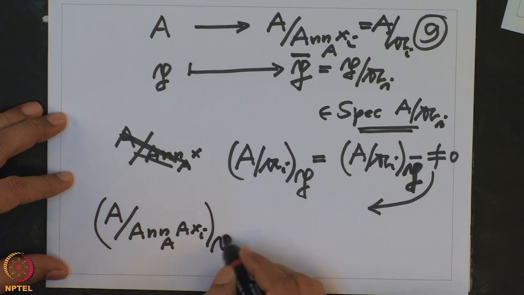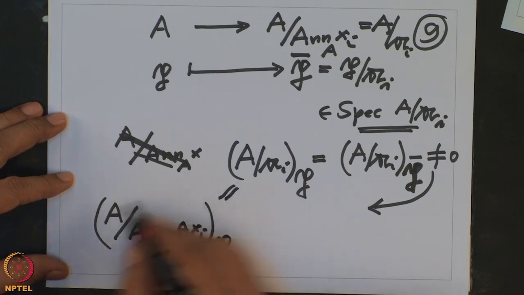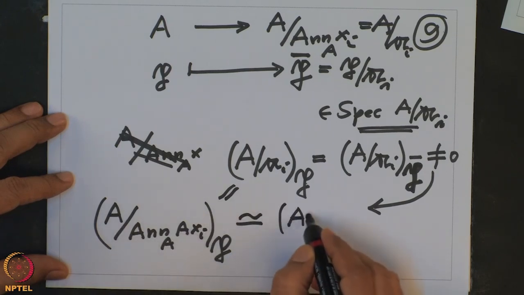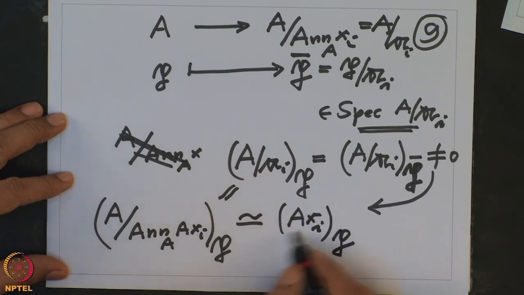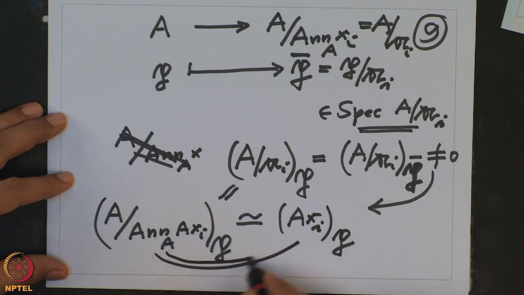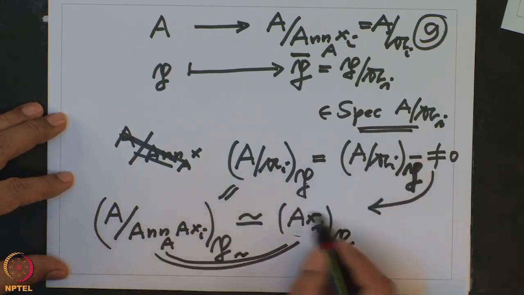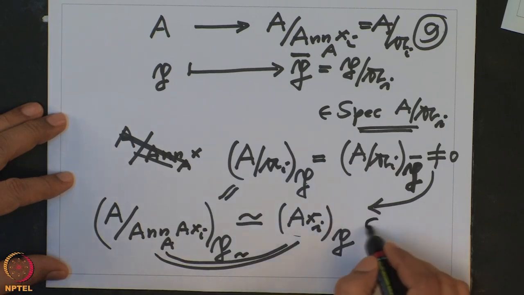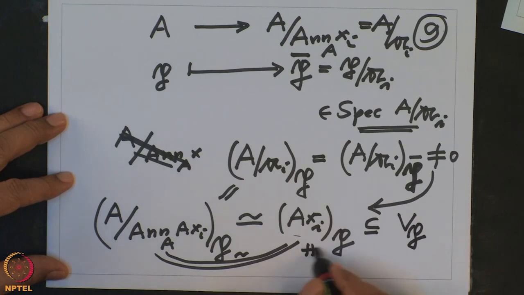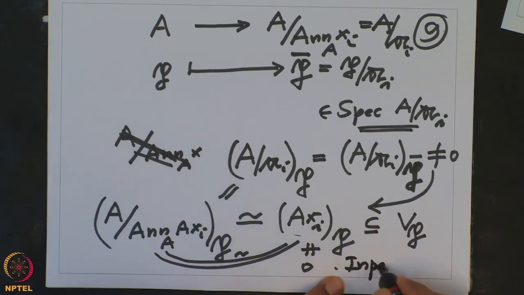This localized at P is isomorphic to the submodule of V generated by XI. We have seen in the beginning that these two are isomorphic. So therefore the localization is isomorphic, and because this is non-zero, this is non-zero. But this is a submodule of V localized at P. So what we proved is that V localized at P has a non-zero submodule. In particular, the module should be non-zero. V localized at P is non-zero, and that is what we wanted to prove. So we have proved that the support is precisely V of the annihilator of the module V. So, in particular, it is a closed set in the Zariski topology.